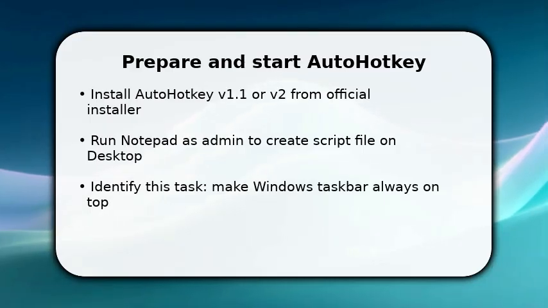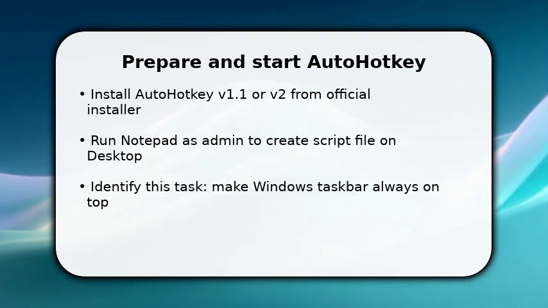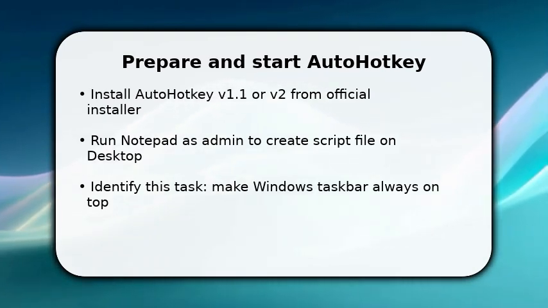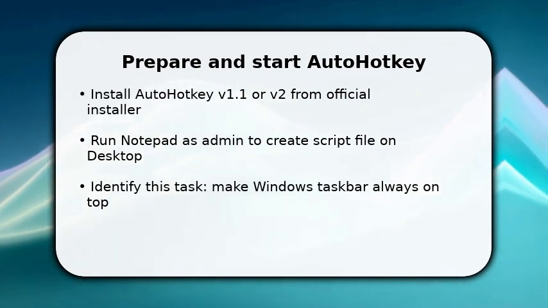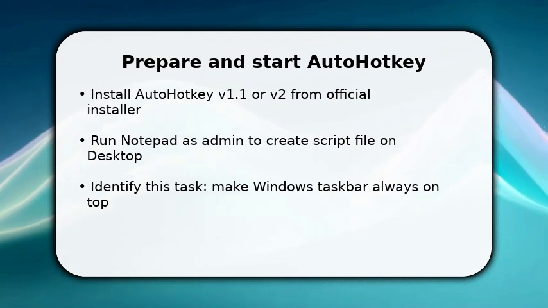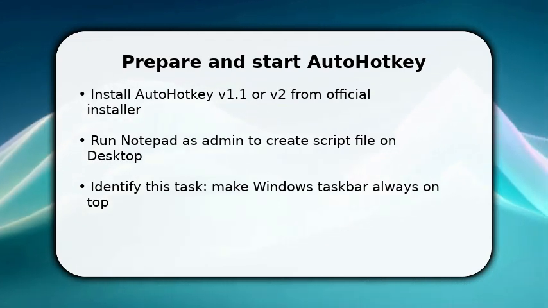You will create a tiny AutoHotkey script now. First, install AutoHotkey and open Notepad as administrator so the script can interact with system windows. Once done, copy the provided commands that find the Windows taskbar handle and set it to topmost.